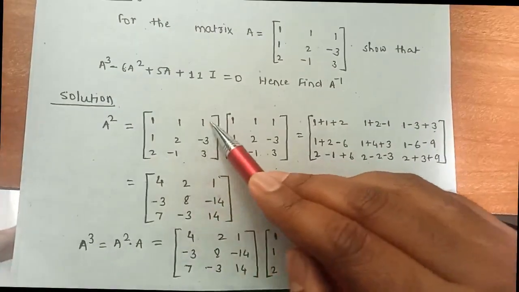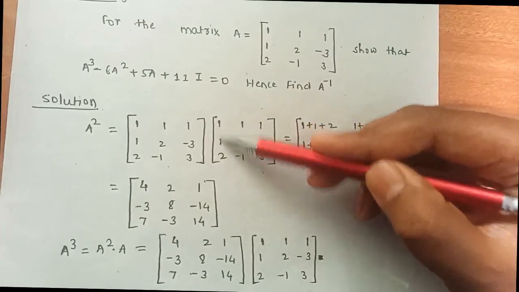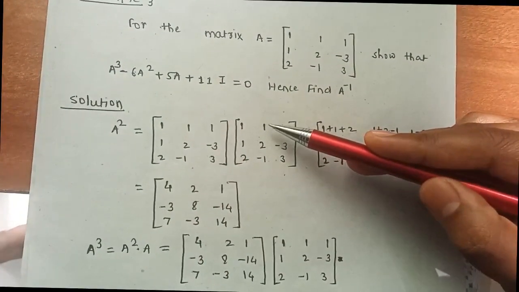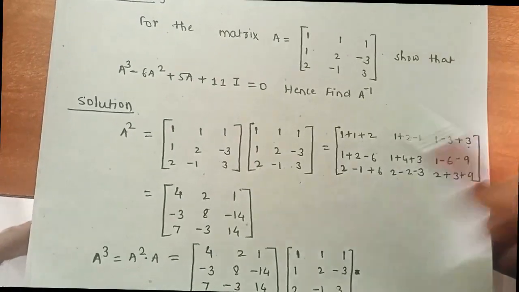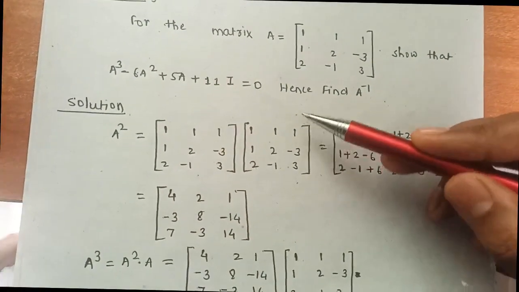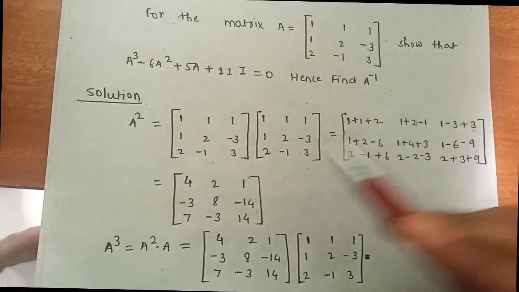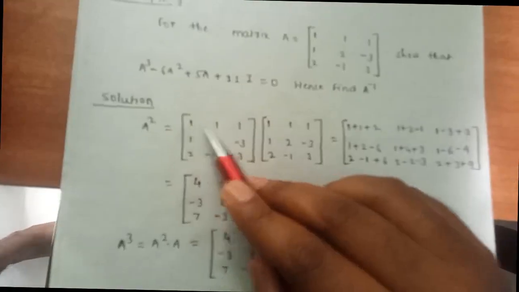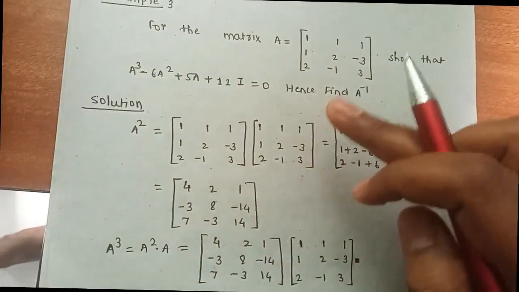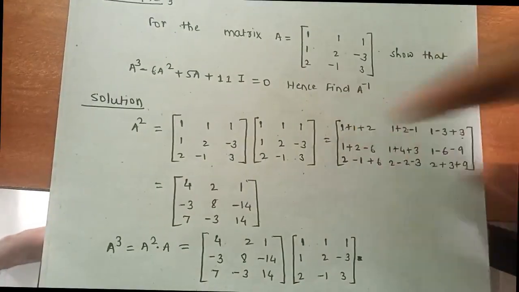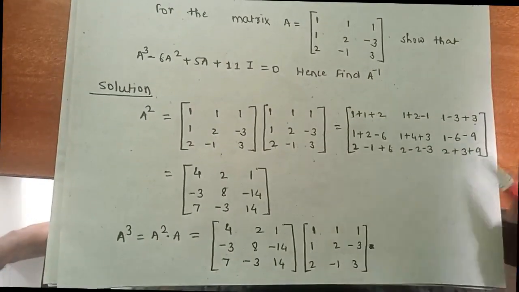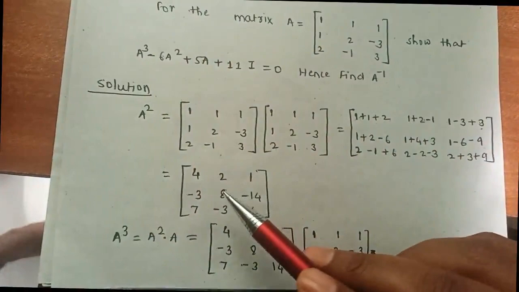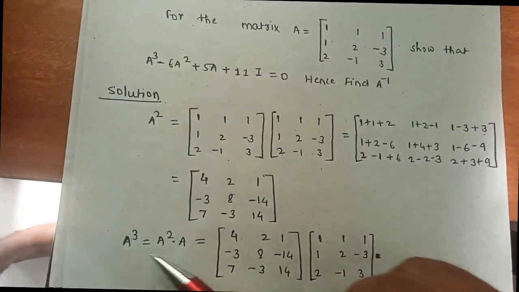That means every element of the row we have to multiply with every element of the column, and that will give the first element. Every element of the first row and every element of the second column will give the second element. Every element of the first row and the third column will give the third element. So we multiply all the rows and columns with respect to each other. After addition and simplification, I got this A square value, but I need A cube. Then this A square value into A will give the A cube value.